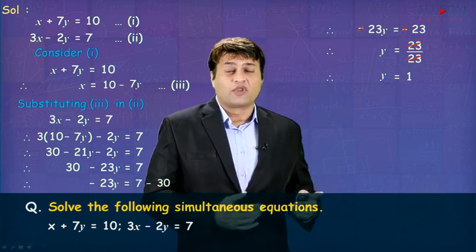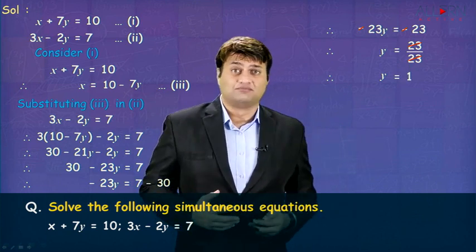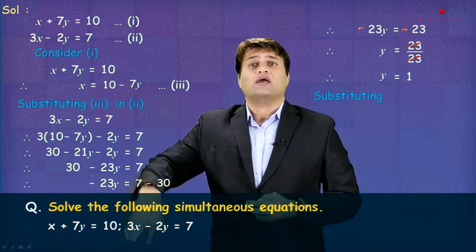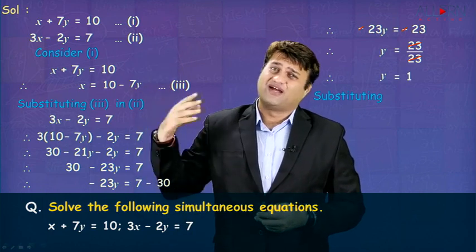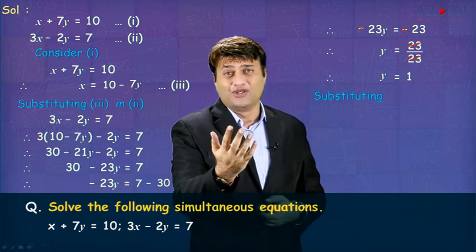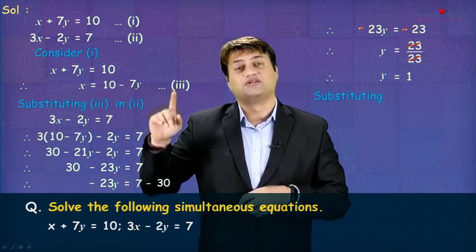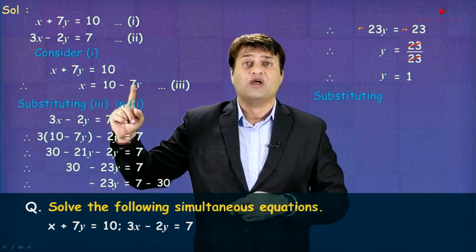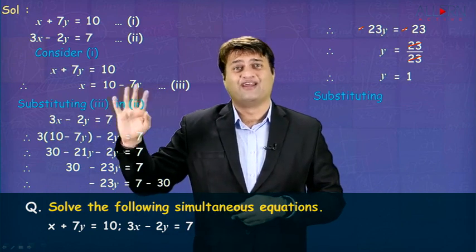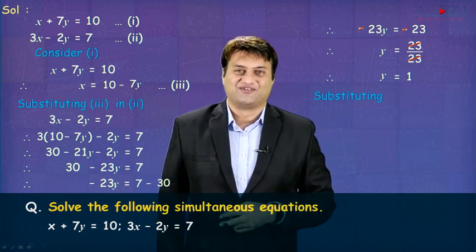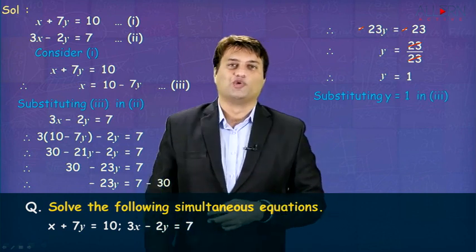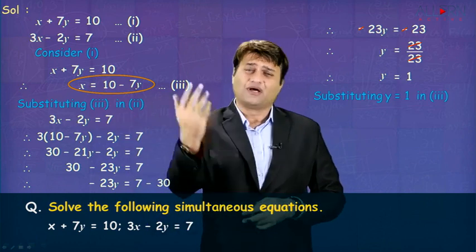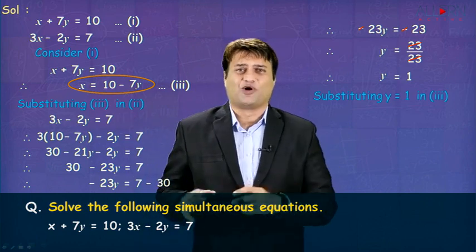And you get y is equal to 23 upon 23, that is y is equal to 1. Once you get the value of y, you need to substitute this value of y, that is y is equal to 1, either in the first equation or second or third. The choice is absolutely yours, but in this method it's preferable to substitute in the third equation, because in the third equation when you substitute the value of y, you directly get the value of x. So let's substitute y is equal to 1 in equation number 3. You can substitute in any, but the third equation is a better option.